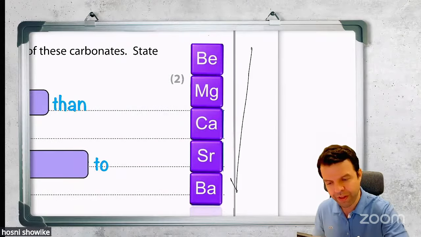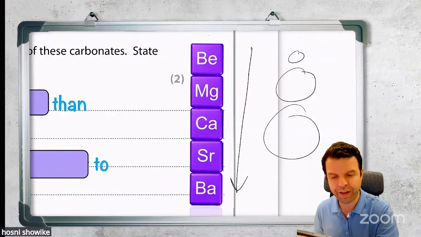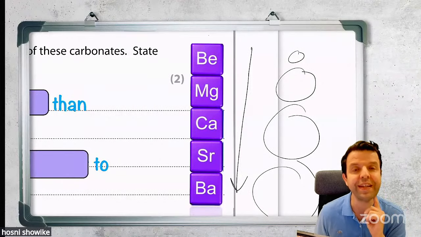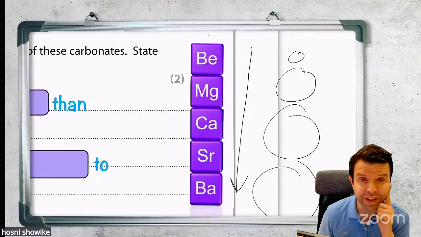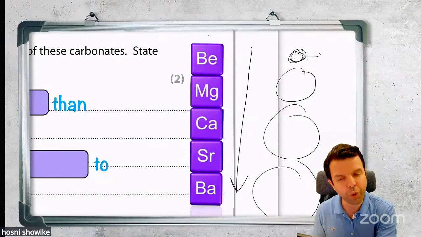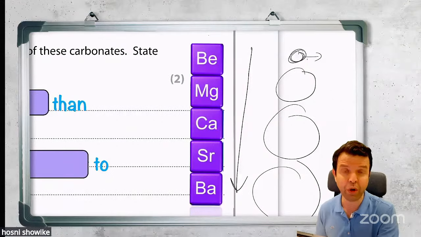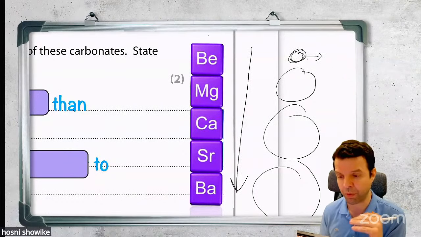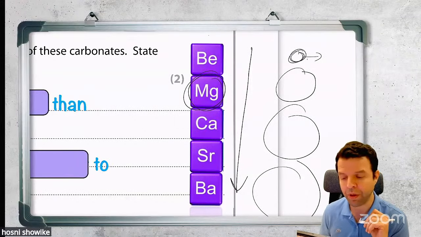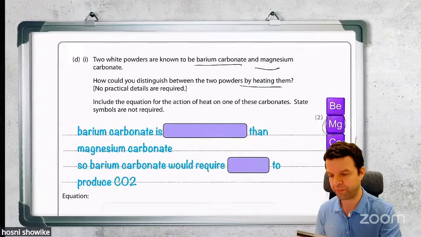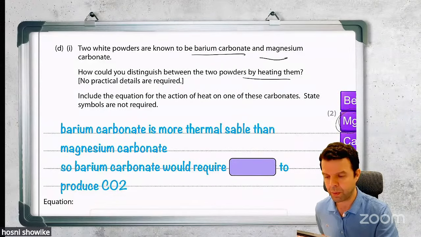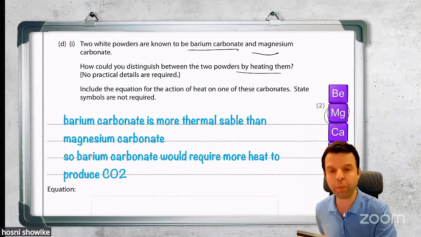As you go down, the cations are getting bigger. The charge density is decreasing. Thermal stability is always inversely proportional to charge density, meaning those at the top will polarize the anion. They'll weaken its bonds and make it less thermally stable. My magnesium here is going to be less thermally stable than barium at the bottom. So the barium carbonate is thermally stable. Reason, because it would require more heat.